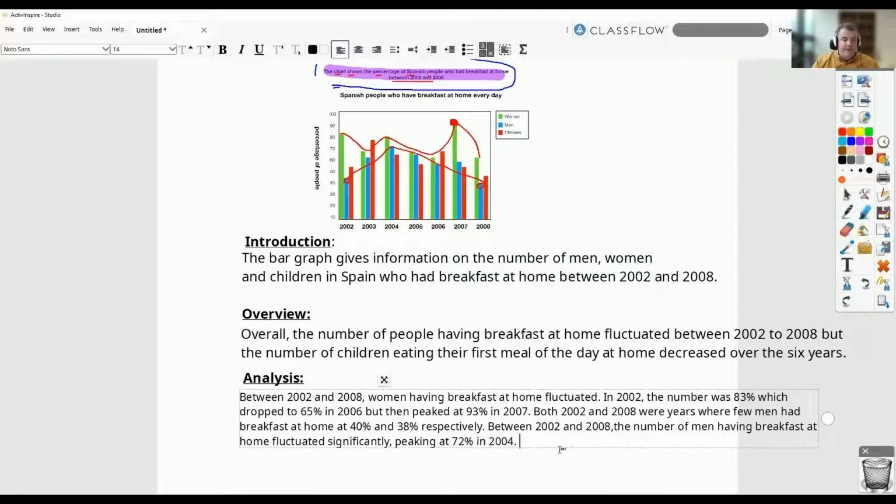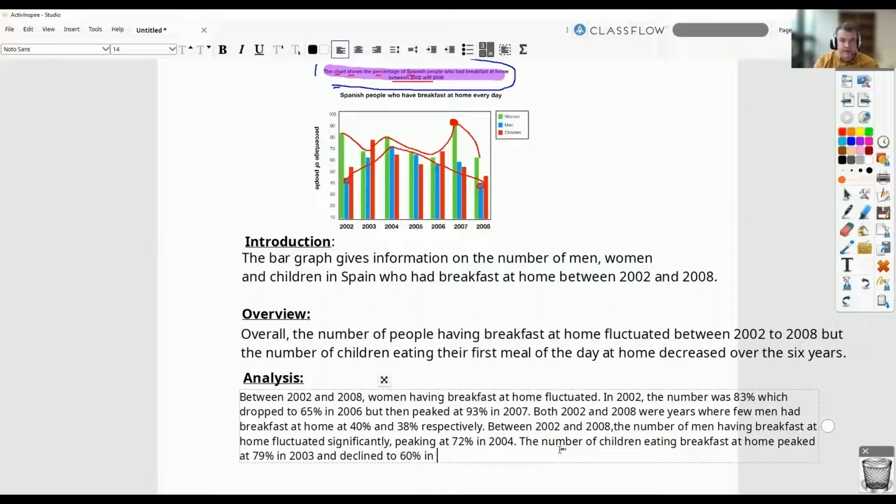Let's give some specific numbers. So the number of children eating peaked at how many percent? I'd say 79% in 2003. And declined to, what's that, in 2005? 60%.